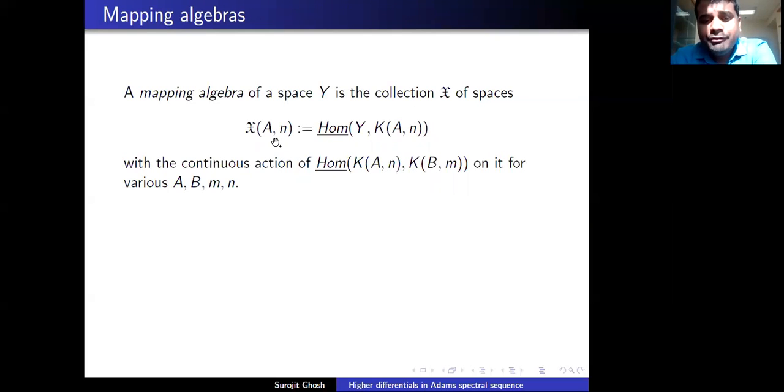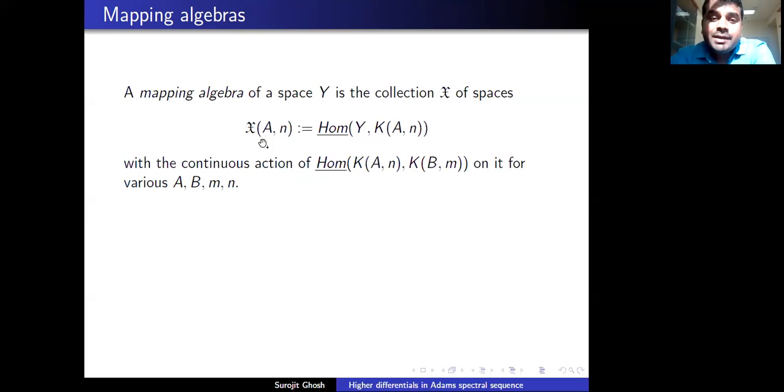But the point is, if you take the zeroth homotopy groups, the pi zero of this collection, then what do you get? You get the homotopy classes of maps from Y to K(A, n), and this is nothing but the cohomology of Y with coefficients in A, and this gives you the information about the homotopy classes of maps from Y to these Eilenberg-MacLane spaces.